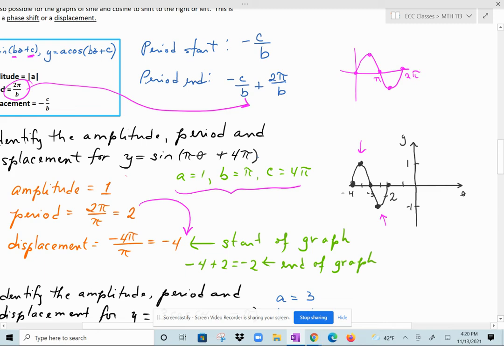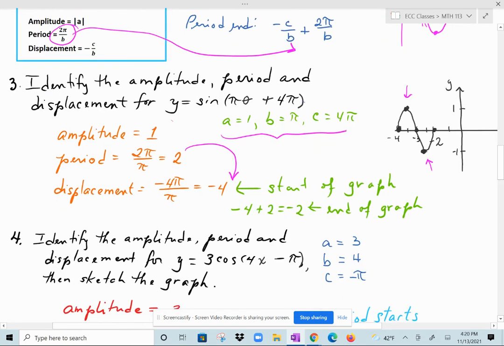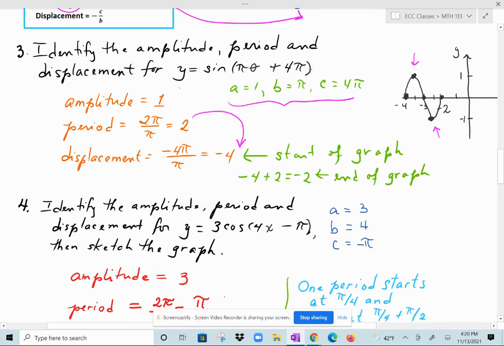Okay, so we'll do one with cosine as well. We want to identify the amplitude, the period, and the displacement for y equals 3 cosine of 4x minus pi. So here, A is 3, B is 4, that's the coefficient in front of the variable x, and C is negative pi. So whatever sign's in front of it comes along with that value of C.